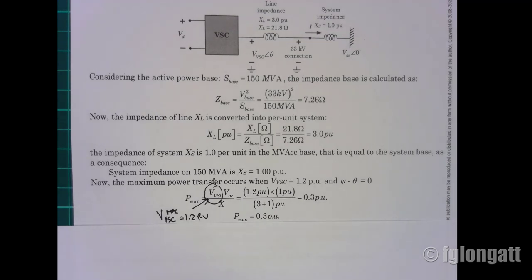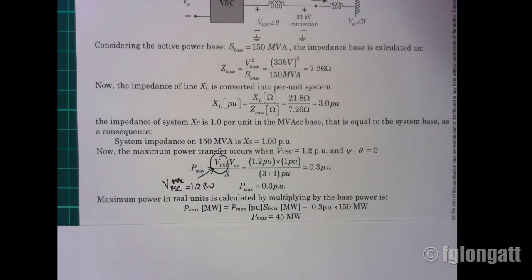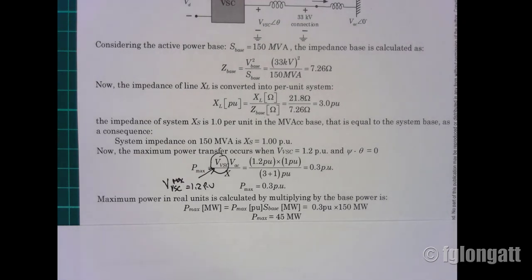Good. Now let's move to the next question, okay? Well, 0.3 per unit, but I want this number in real values. And as you must be aware, 0.3 per unit, you multiply by the base, that is 150 megawatts, and multiplying 0.3 by 150 megawatts, we obtain 45 megawatts. That is the maximum active power that we can deliver, but we can deliver this only if we have internal voltage of 1.2 per unit, okay?